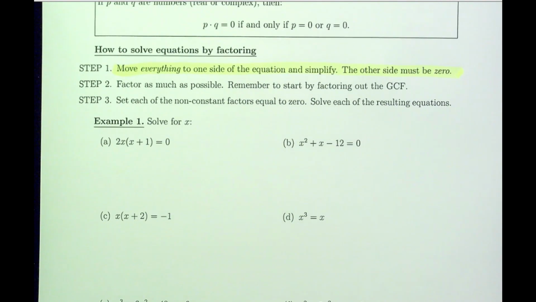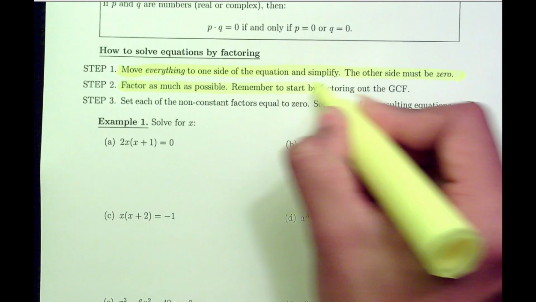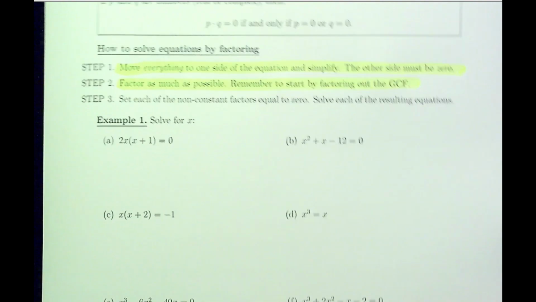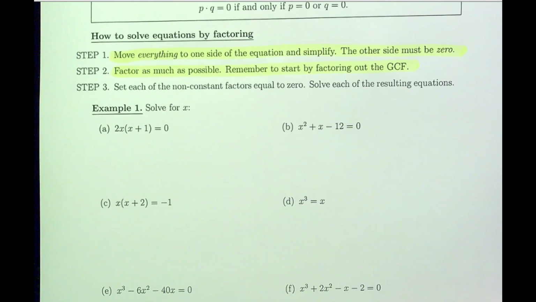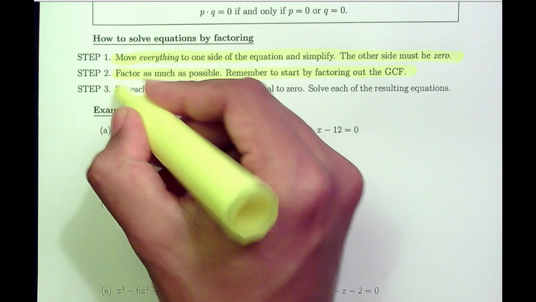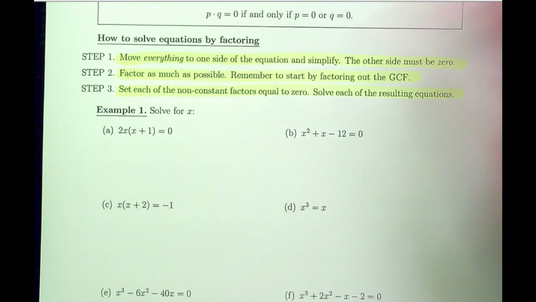Step 2, once you have everything on one side of the equation simplified, you're going to factor as much as possible. And please remember that you should always start by factoring out the GCF when factoring. All right, and then the last step is once you have factored as much as possible, you're going to set each of the non-constant factors equal to 0, and you're going to solve each of the resulting equations. And once you do that, you're done. You solved the equation.